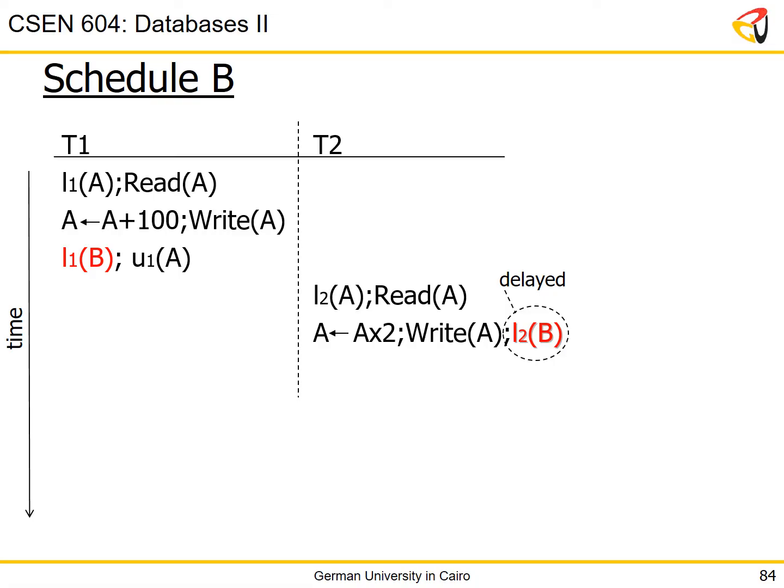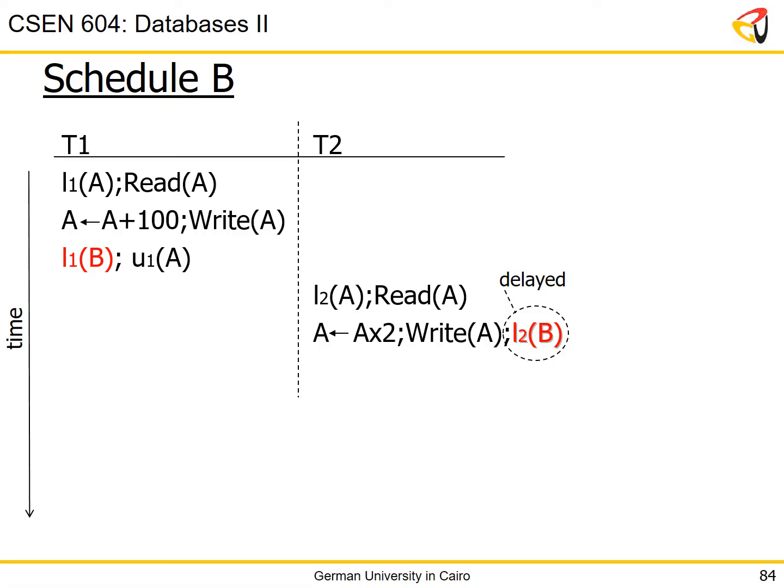Since no one else got the lock on B, we're still running T1. We didn't run T2 at all. It will get the lock on B. And then we will unlock A. Now, a context switch happens. Now T2 starts running. It will request the lock on A. It will get it because T1 just released the lock on A. We'll read A, multiply by 2, write A, and then it will request the lock on B.